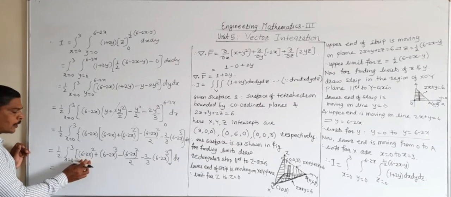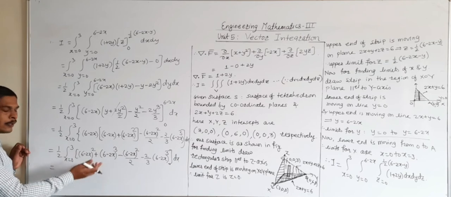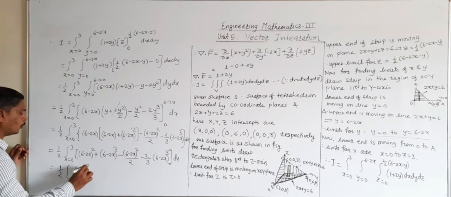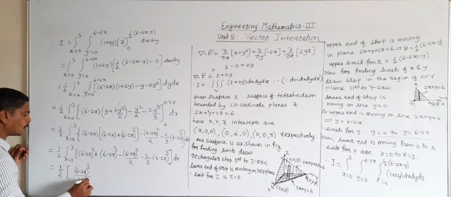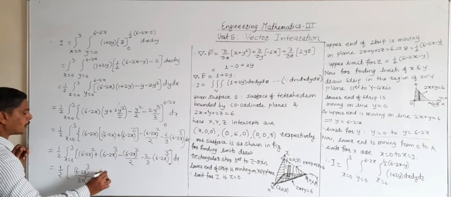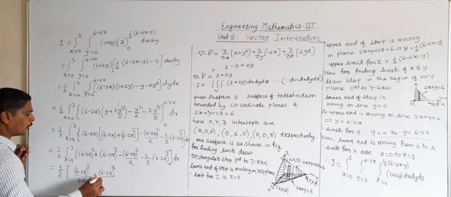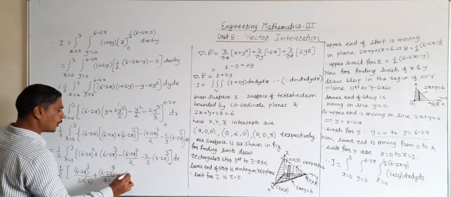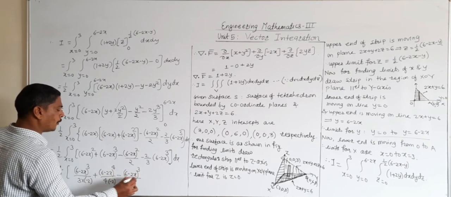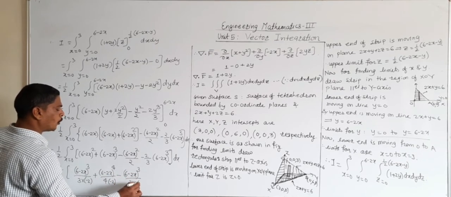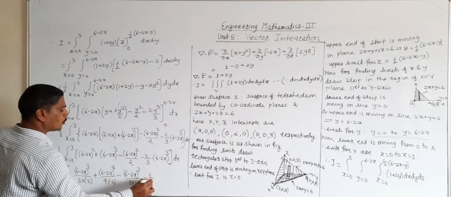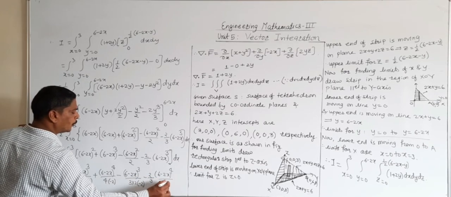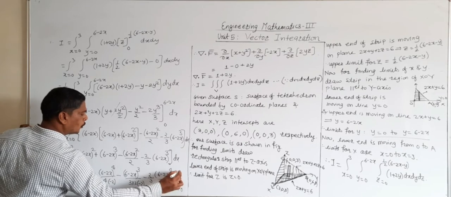Without simplifying this, we can integrate it directly because this function of x is a linear factor of x. So (6 minus 2x) cubed divided by 3 into the coefficient of x, which is minus 2, plus (6 minus 2x) raised to 4 divided by 4 into minus 2, then minus (6 minus 2x) cubed divided by 3 into 2, which is minus 2 upon 3, into (6 minus 2x) raised to 4 divided by 4 into minus 2, with limits from 0 to 3.